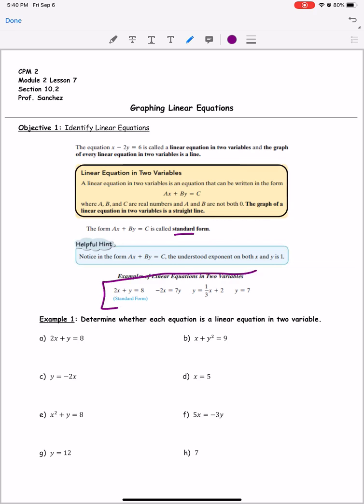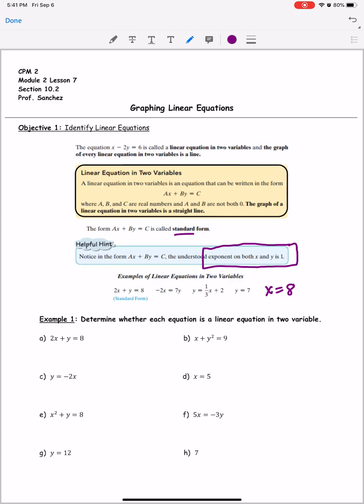But here are some examples of linear equations. You have 2x plus y equals 8. That's, again, standard form. You've got your x and y all on one side. Your x and y can be on different sides. Again, x and y on different sides. Or you can just have one of those. You could also have the other one. We could have x equals 8. The big thing is that you have to make sure that the exponent on both x and y is 1.